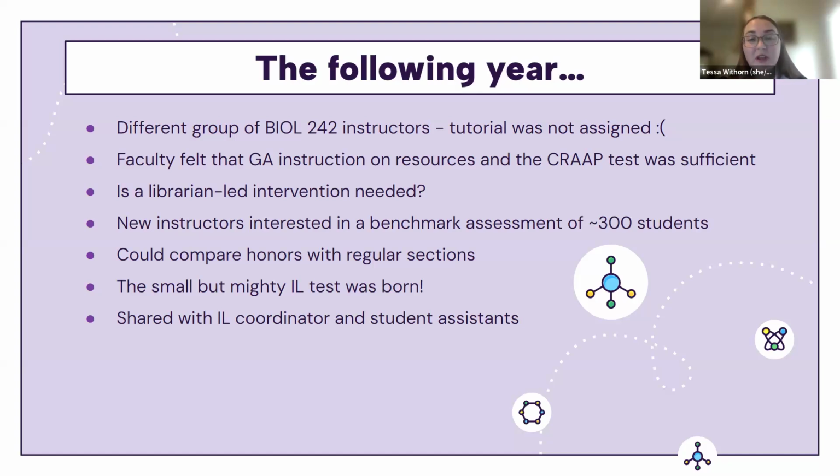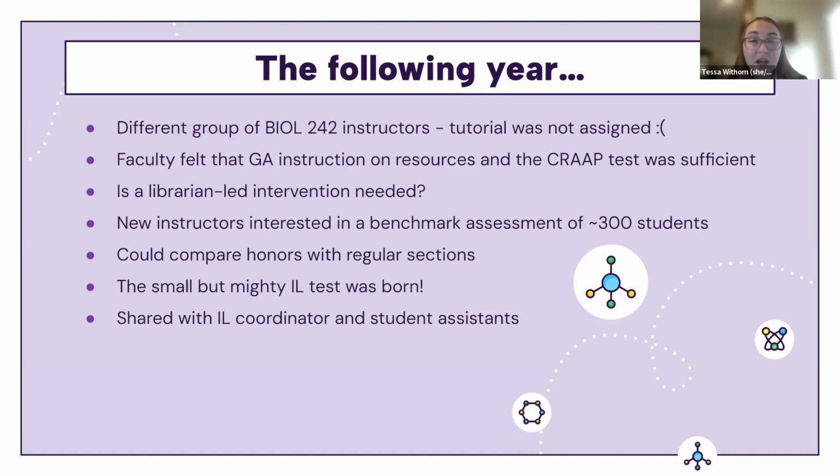But the new instructors, when I mentioned that I wanted to do an assessment, were really game. All of the instructors of all the sections I met with agreed to run the assessment. That would mean I would have a pretty decent sample size of 300 students or more in those various sections. There would be some regular sections as well as some honors sections that would maybe show some interesting comparisons about students' preparedness in information literacy. So I was very excited to do this.